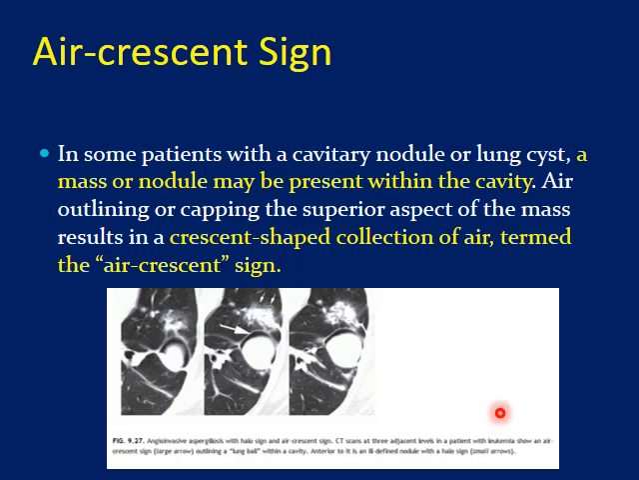Air crescent sign. In some patients with cavitary nodules or lung cyst, a mass or nodule may present within the cavity. Air outlining or capping the superior border of this mass results in a crescent-shaped collection of air termed air crescent. This is what is air crescent. It is a cavity containing a structure and air. This air forms what is called crescent sign. This sign is more than 80% representative of what we diagnose as mycetoma. Mycetoma is a phenomenon in which fungal growth occurs inside a chronic lung cavity.